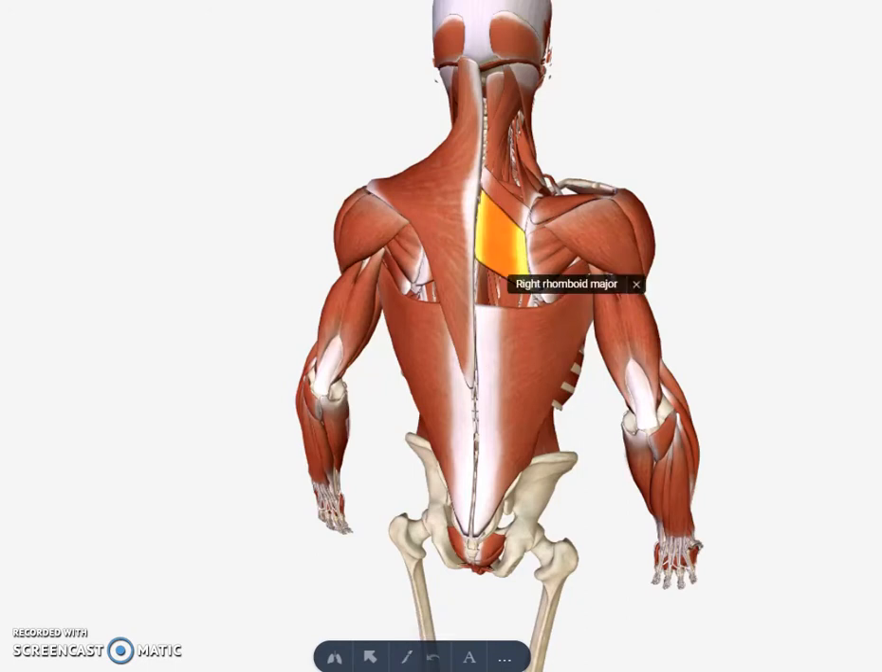This is the rhomboid major. It retracts and elevates the scapula. The origin is the spinous processes of T2 to T5, and the insertion is the medial border of the scapula.